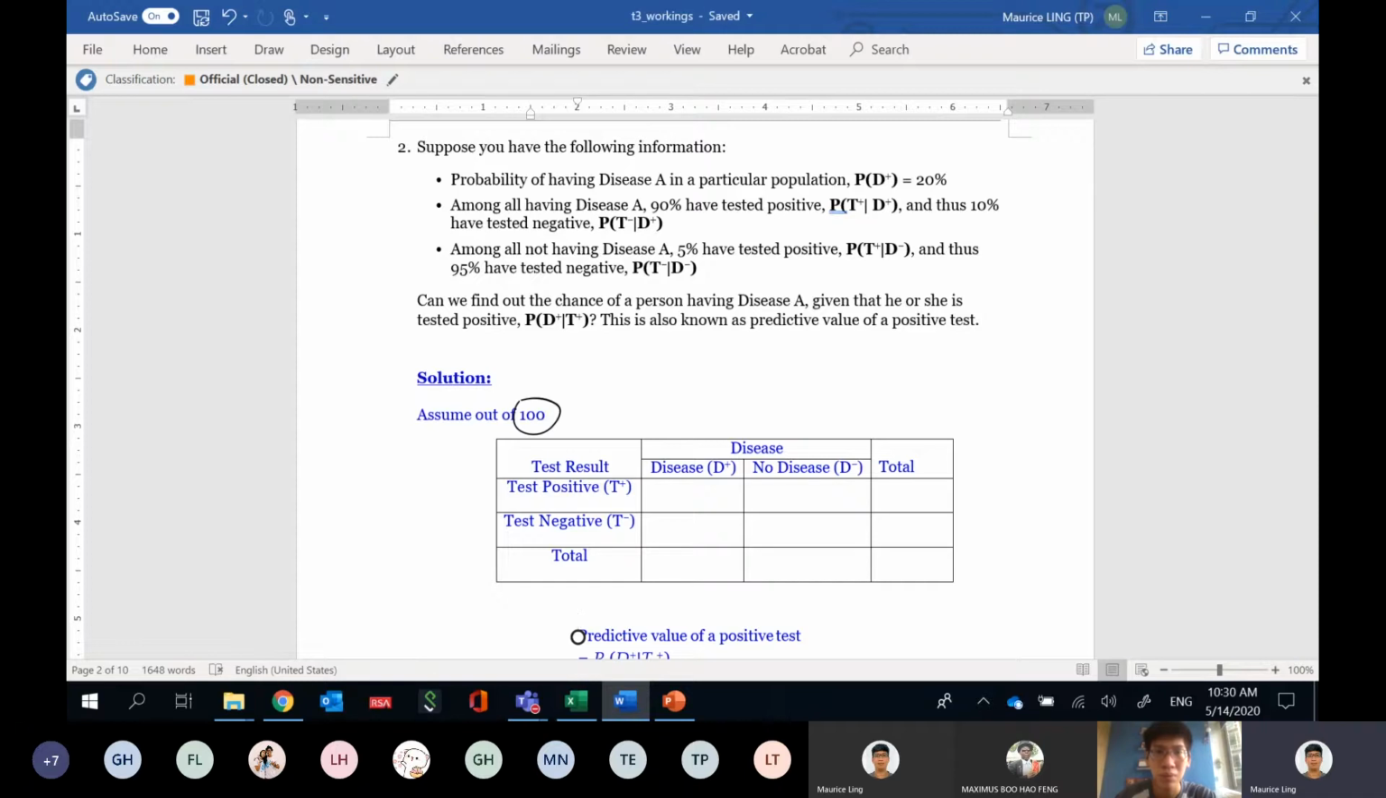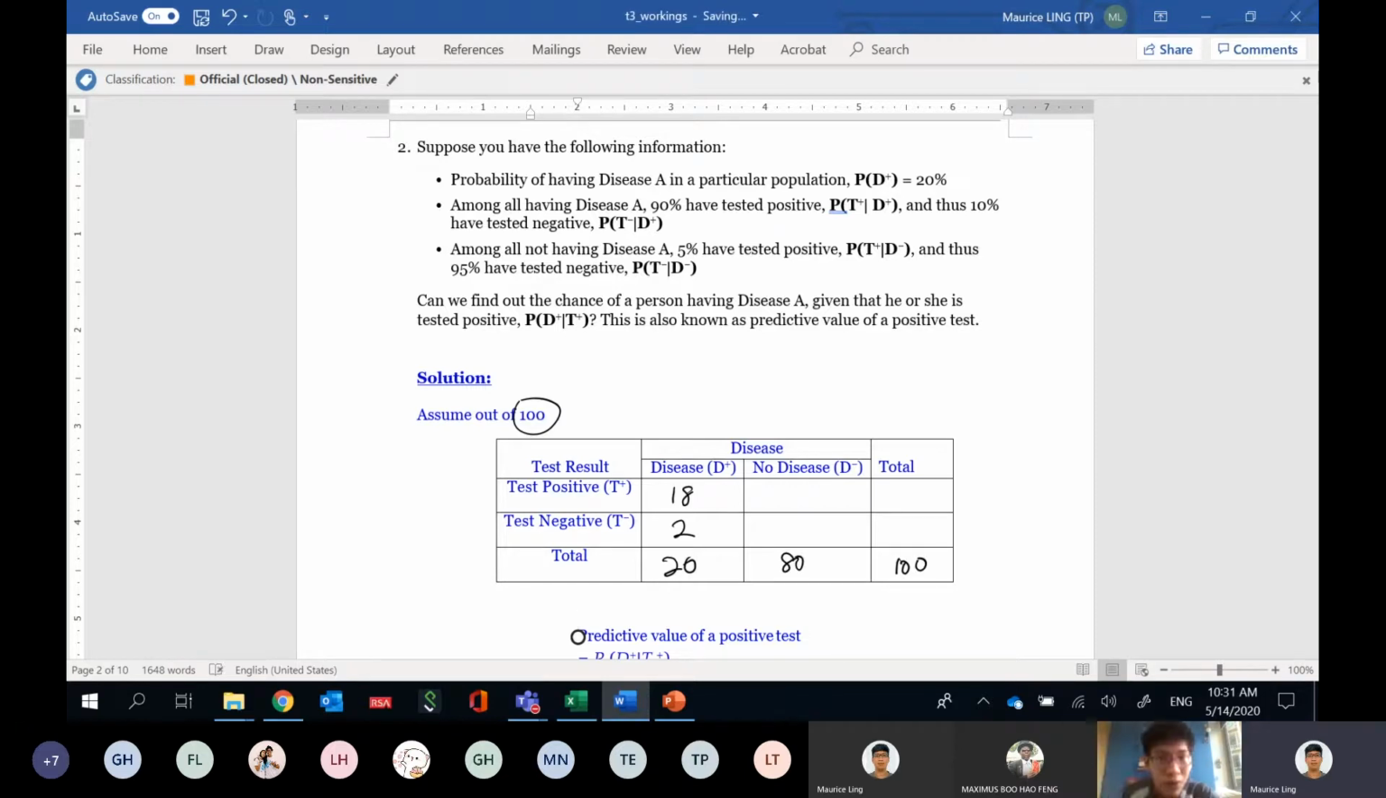So let's put the data in. The probability of having a disease is 20%. So this is, let's say, 20 out of 100, so 20%. Out of those having disease, 90% is positive, so 10% is tested negative. So this will be 18, and this will be 2, because it tells you. Then how many people do not have the disease? You subtract it off. Here will be 80, because you have to add up to 100.